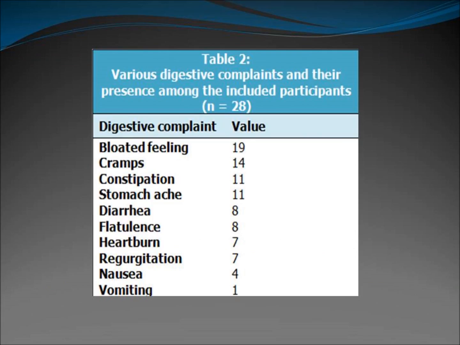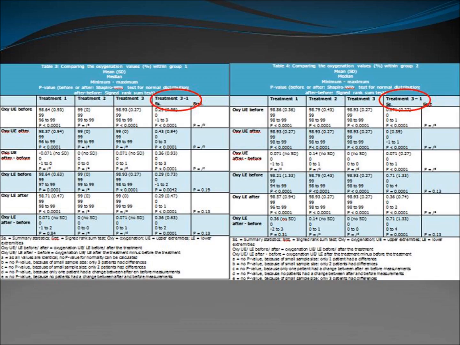This table shows that bloated feeling was the most common digestive complaint, followed by cramps, constipation, and stomach ache. Very few p-values could be calculated for the comparison of the oxygenation values of the upper and lower extremities after treatment 3 minus before treatment 1 within the two groups, due to the limited changes in oxygenation in both groups. Either way, there is an indication that group 1 potentially had a bigger effect, because 3 p-values could be calculated for group 1, and only 2 for group 2. Still, all p-values were insignificant.